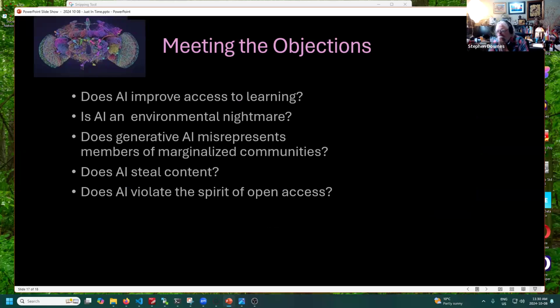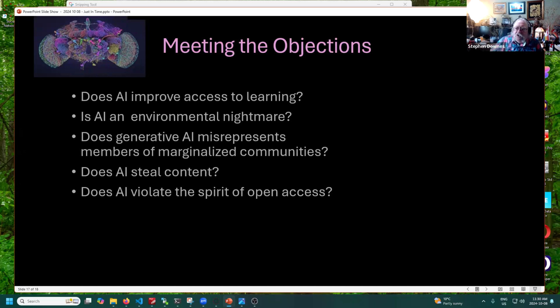So, it's 11:30, so I'm going to stop here, but I just want to point out, I know that there are objections to the AI. Does AI improve access to learning? Well, I made a logic text in a day. How can that not improve access to learning? Right? I could print it out on paper if I wanted, but the main thing is I've created this text. Is AI an environmental nightmare? If you run the numbers, it actually uses less energy than our daily cup of coffee.